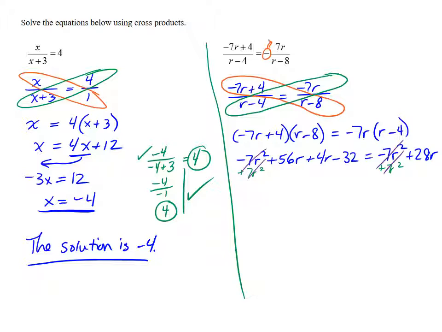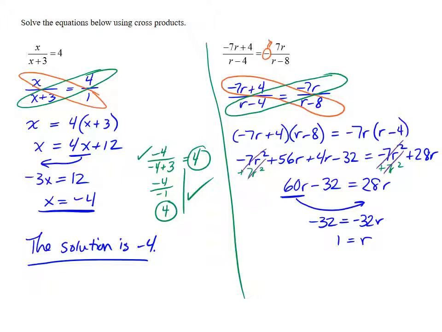So we end up with 56r plus 4r is 60r minus 32 equals 28r. When we subtract the 60r from both sides, we're going to get negative 32 equals negative 32r. That's rather nice. We get r equals 1 when we divide out the negative 32. So it looked pretty complicated, but it turns out to be a pretty nice solution.